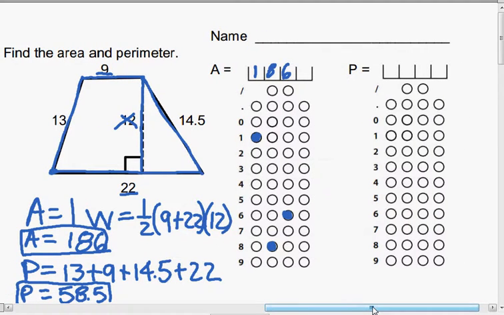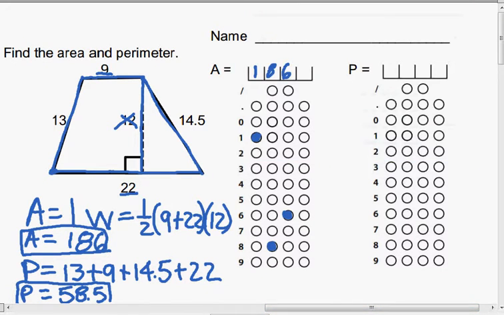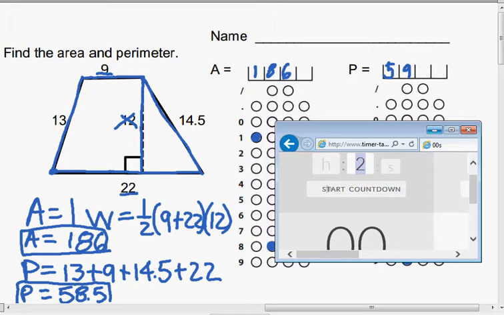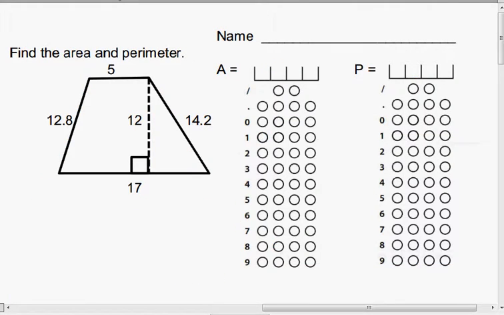And I have to include that. And it says round to the nearest whole number. So 58.5, 0.5 is greater than 0.4, so I go to 9. 59. Take 2 minutes. Do the perimeter for your problem on the practice test.